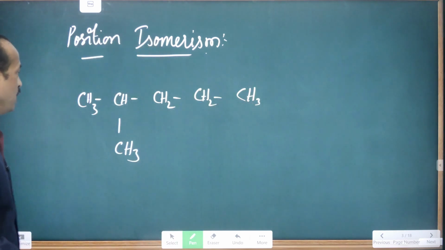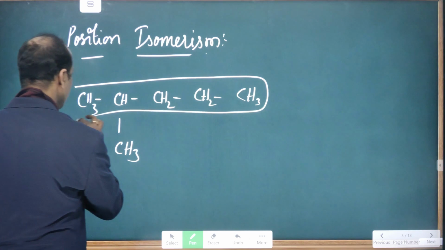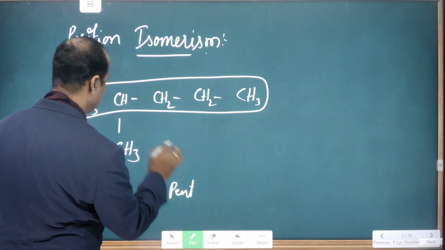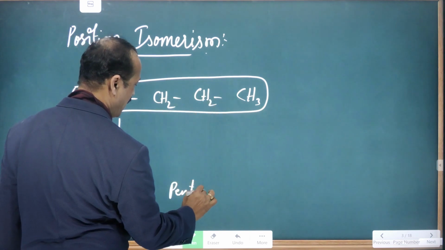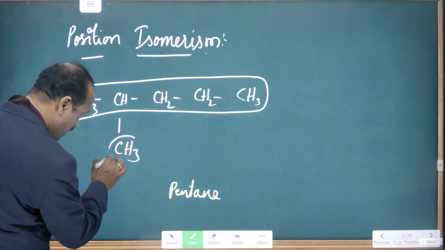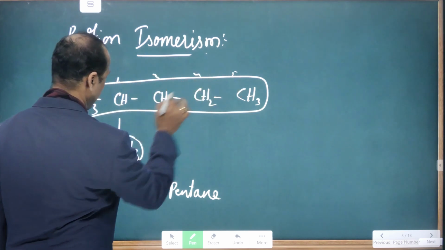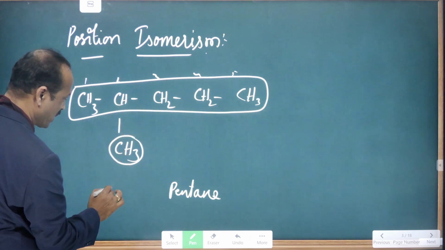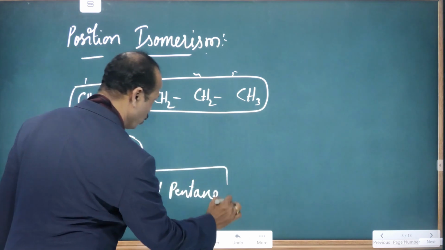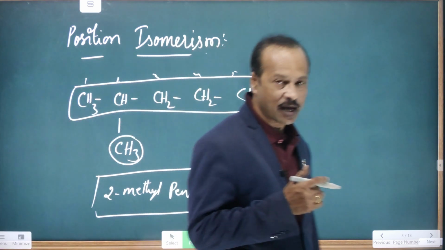Now what is the name of this one? 1, 2, 3, 4, 5. The root word is 5, and 5 means pentane. Pent is the root word and all single bonds are there, so ane. So this is pentane. Now to this pentane there is one methyl group, CH3. Which carbon is it attached to? 1, 2, 3, 4, 5. For the second carbon, methyl is attached. So I can write 2-methyl pentane. The name of this one is 2-methyl pentane. Is this clear to you? Check once, is it correct? 2-methyl pentane.